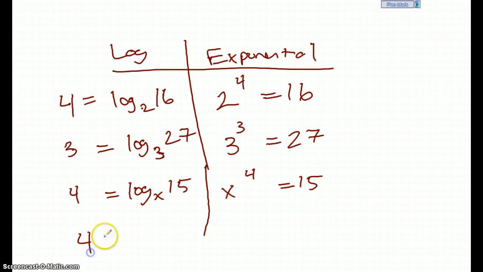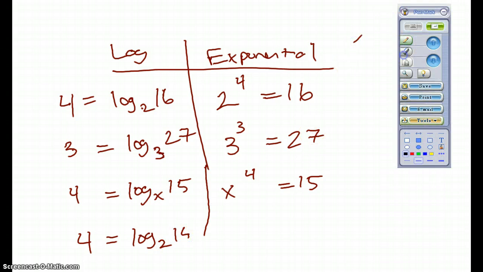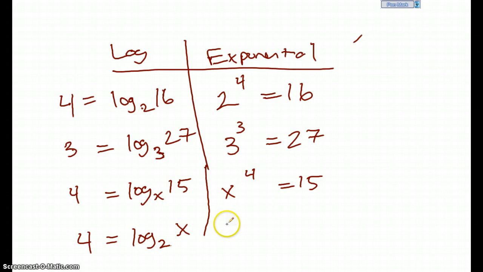Or better yet, what if it were this? 4 equals log base 2 of x. Well, what's this asking for? Again, I want to be able to isolate x, so I would say that 4 is the exponent on 2 that gives me x. Oh, beautiful. Okay, so I've already isolated x. Now I just need to figure out what 2 to the 4th power is. 2 times 2 is 4, times 2 is 8, times 2 is 16. So x would equal 16.